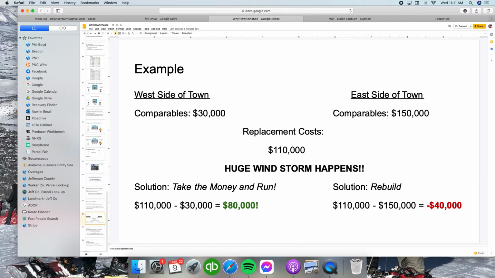But on the east side of town, if you just took the money and ran, the area is going for $150,000. You rebuilt it for $110,000. You're now in the hole. Why not just rebuild the property in that area of town, spend $110,000, and now you've got a $150,000 home? You'd be making $40,000 in equity.